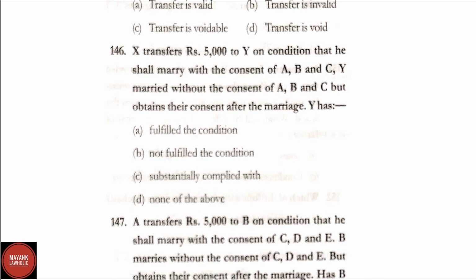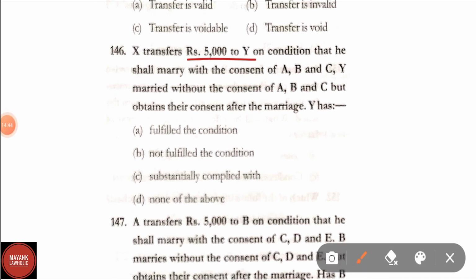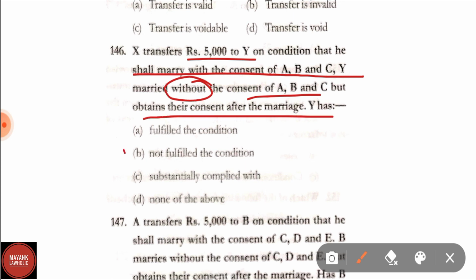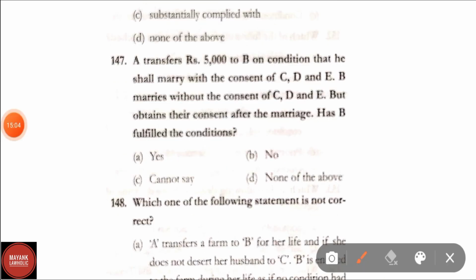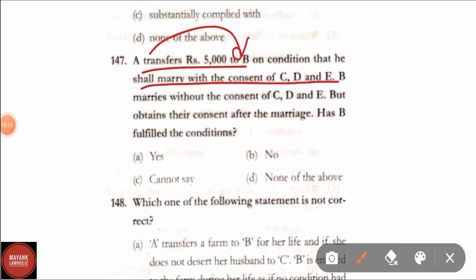Question number 146. X transfers rupees 5000 to Y on a condition that he shall marry with the consent of A, B, C. Y married without the consent of A, B and C but obtains their consent after the marriage. Y has fulfilled the condition, not fulfilled the condition, substantially complied with, none of the above. Here the correct answer is option B, that is not fulfilled the condition. Question number 147. A transfers rupees 5000 to B on a condition that he shall marry with the consent of C, D and E. B marries without the consent of C, D and E. B obtains their consent after the marriage. Has B fulfilled the condition? No, B has not fulfilled the condition. So the correct answer will be option B, no.